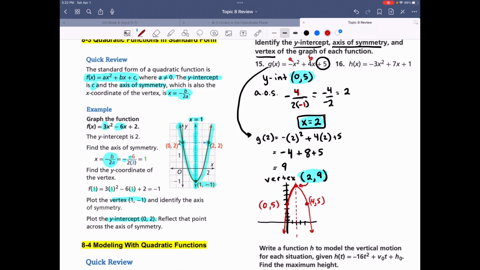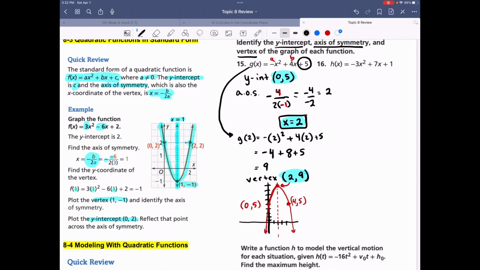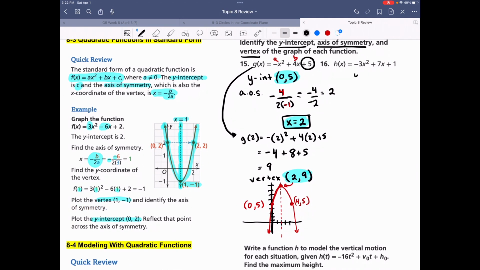Okay, let's apply the same method to number 16. The y-intercept is your c, which is this, so (0, 1). Your axis of symmetry is -b over 2a. Oops, it should be a. So -b is 7. 2 times a is -3. The negatives cancel, so we get 7 over 6. And then we plug 7 over 6 into the equation.